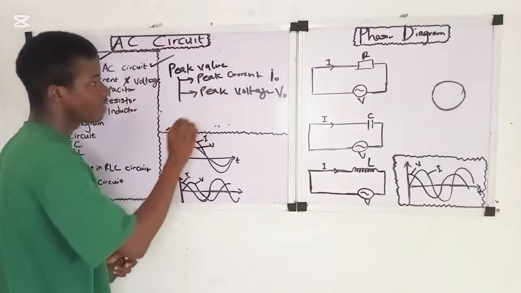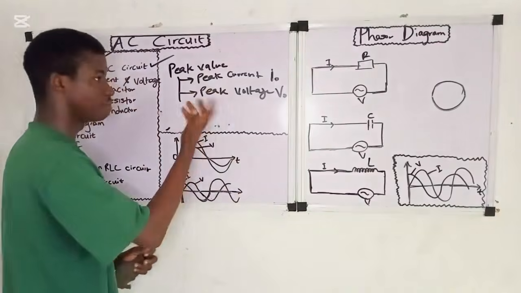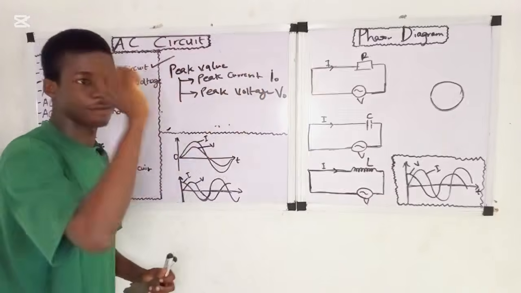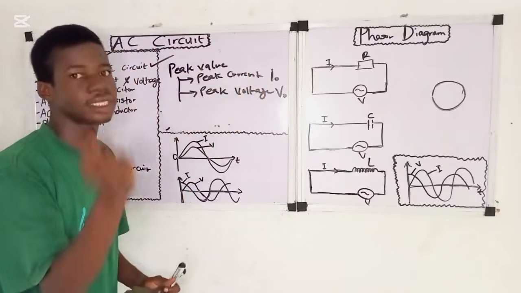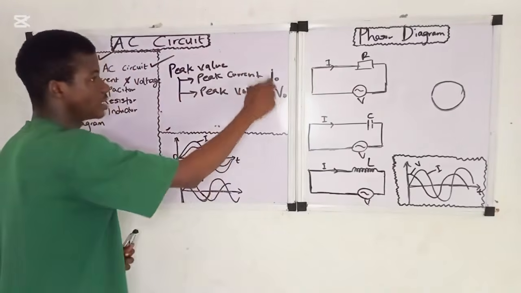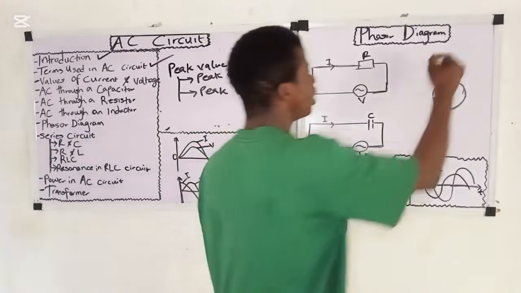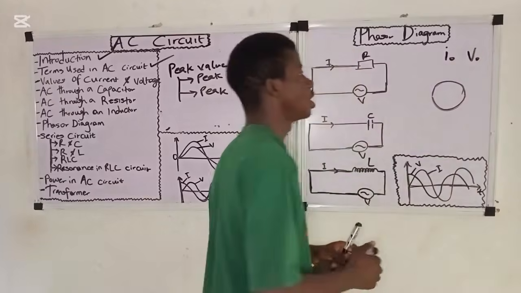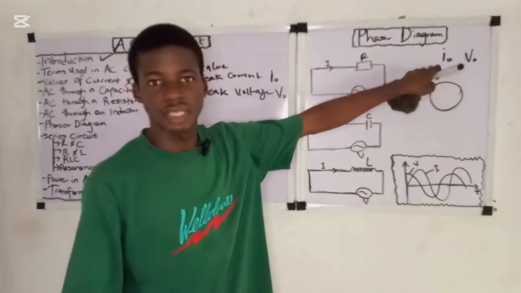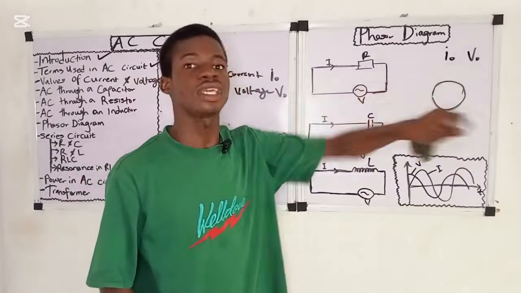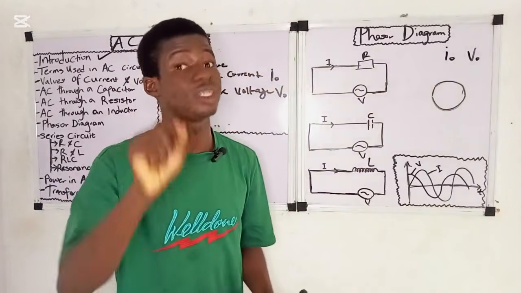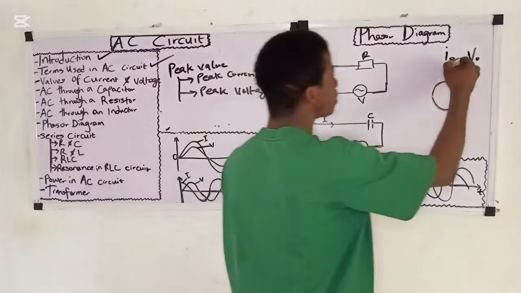Under the peak value we have the peak current and the peak voltage. So the peak value is the highest value or the maximum value of current and voltage. So take note of these symbols. When you see something like this in AC circuits, note that we are talking about peak current and peak voltage.